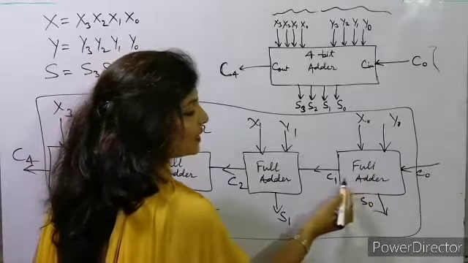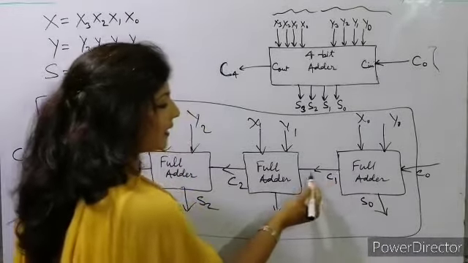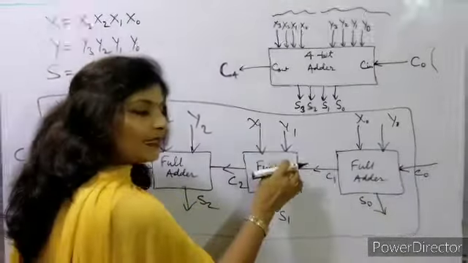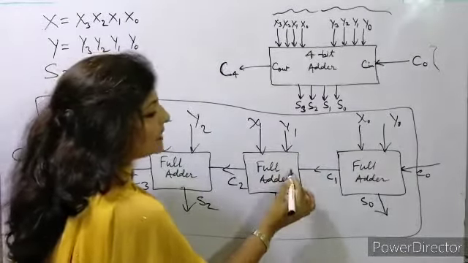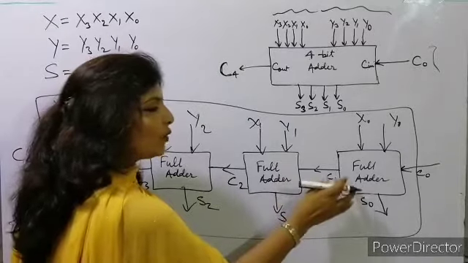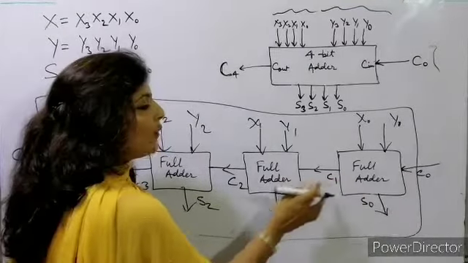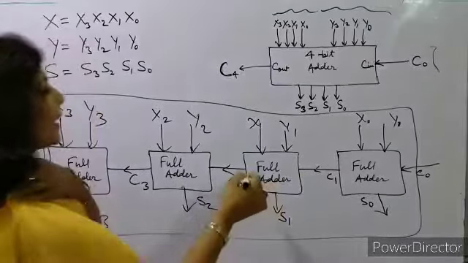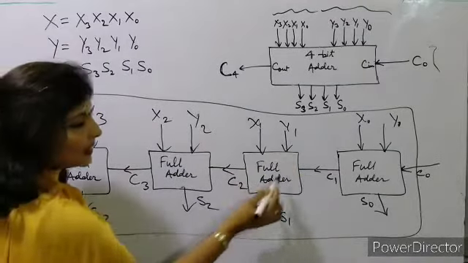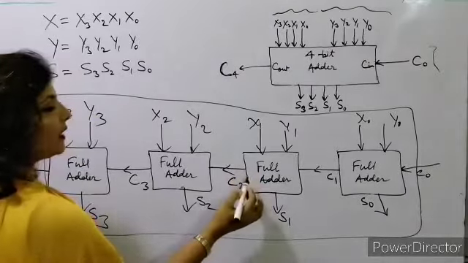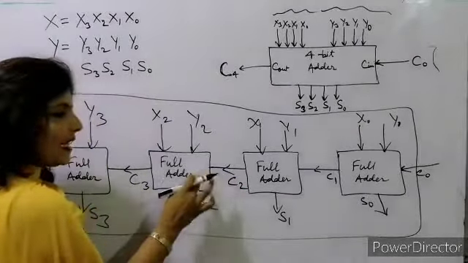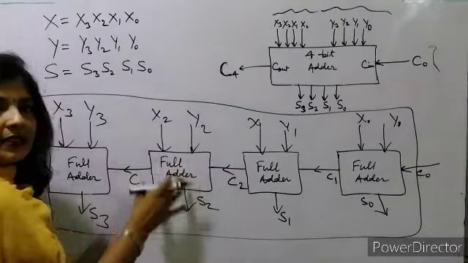In this case, the C out will be connected to the C in of the next higher bit. So this is the lowest bit, and this is the next higher bit. The C out of the lower bit will act as the C in for this next higher order bit. In this next higher bit, the output C out will be C2, and this will act as a C in for the next higher bit, that is this one.